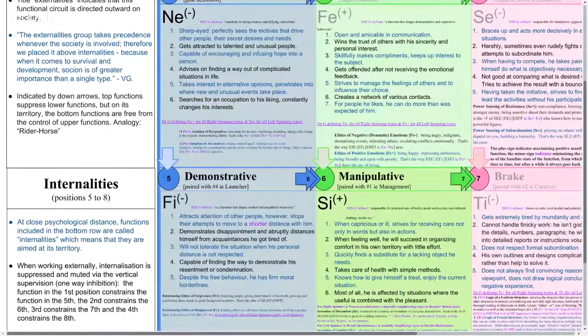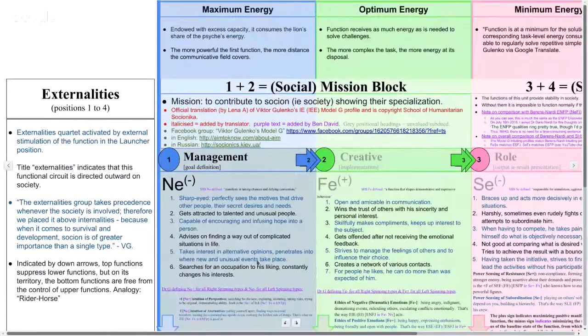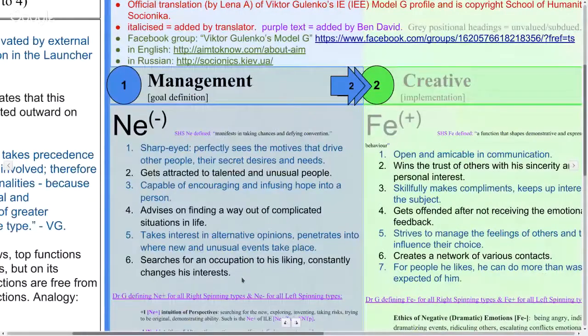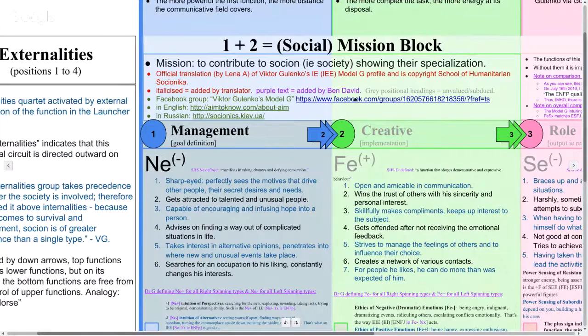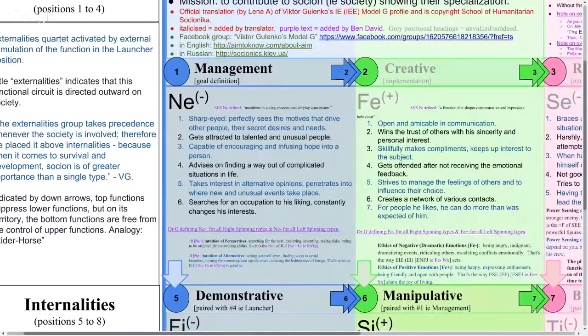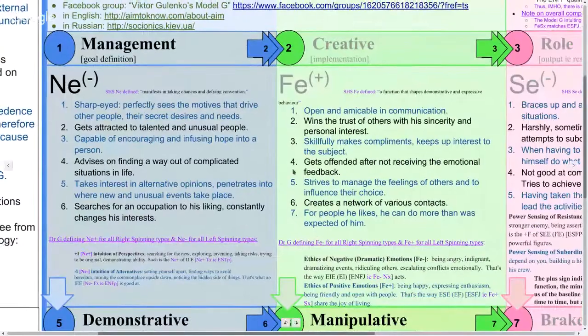The NE in any DOMs is more noticeable than in other NPs. So now we're going to get to the social mission, these two working together. Mission to contribute to Socion, i.e. society, showing their specialization. That would sort of correspond with Keirsey's role variants, although what you get with Keirsey is type-related preferences and role-related behavior.